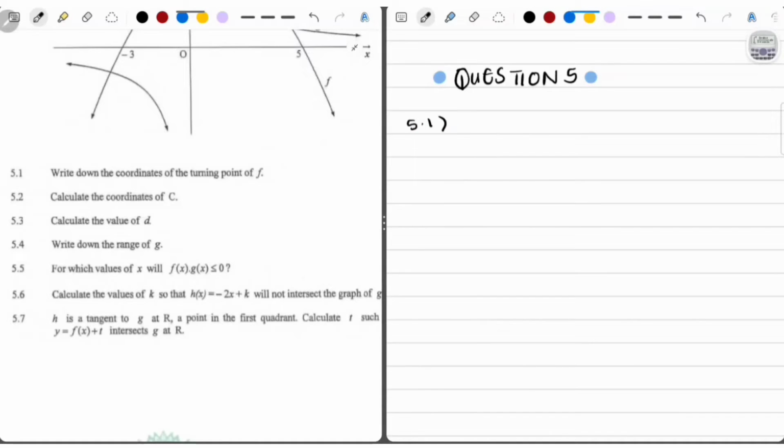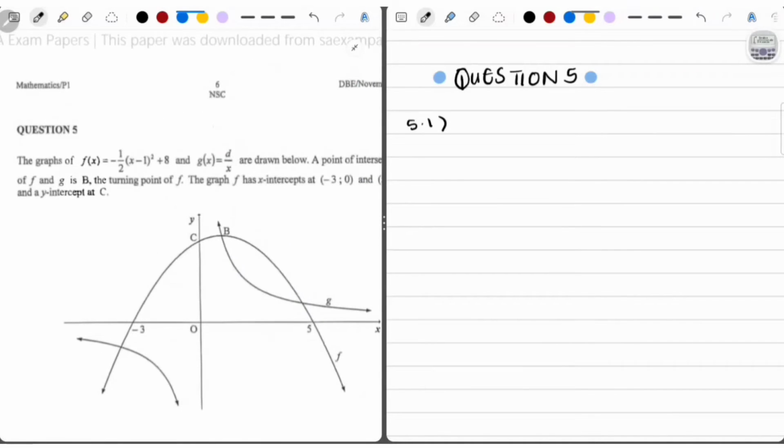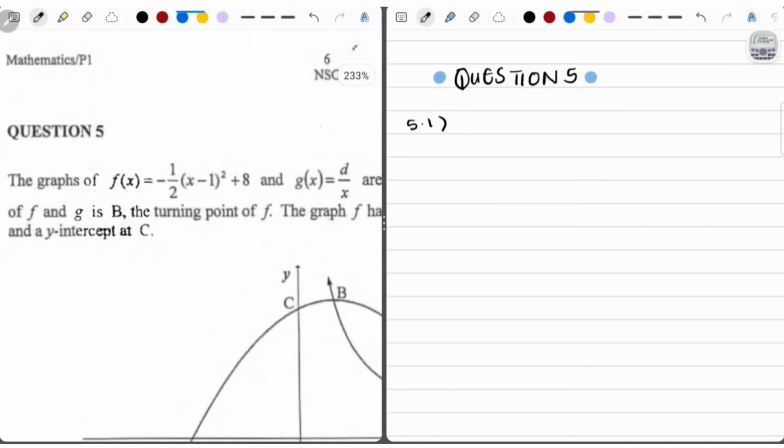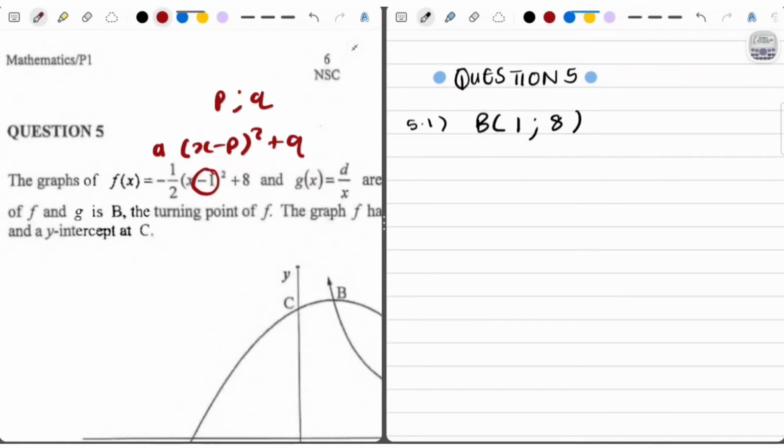We have, write down the coordinates of the turning point of f. So remember how this is already put in turning point form, okay? It's already put in the form of a bracket x minus p all squared plus q. P and Q are your turning points. So notice that it says minus p here, but I said p, meaning whatever number you see here, if you see a negative 1, take the positive of it. You always really multiply it by a negative 1. So it means that your turning point, which is B as well, right? That is 1 and 8. So that's our turning point. Okay, moving on to the next question.